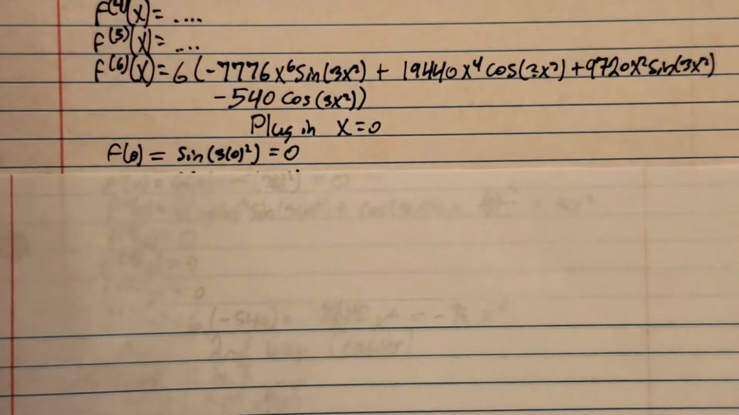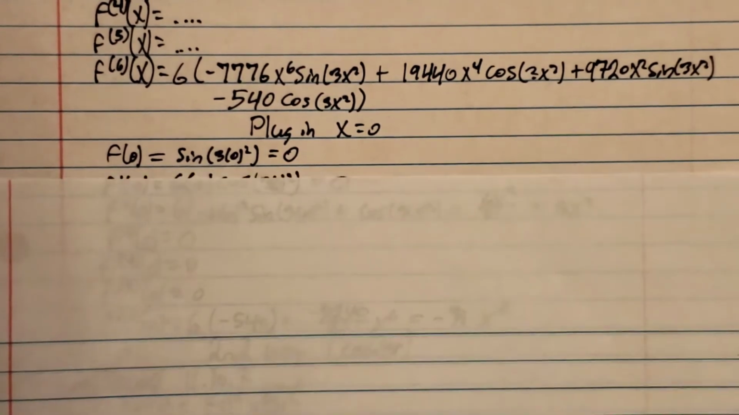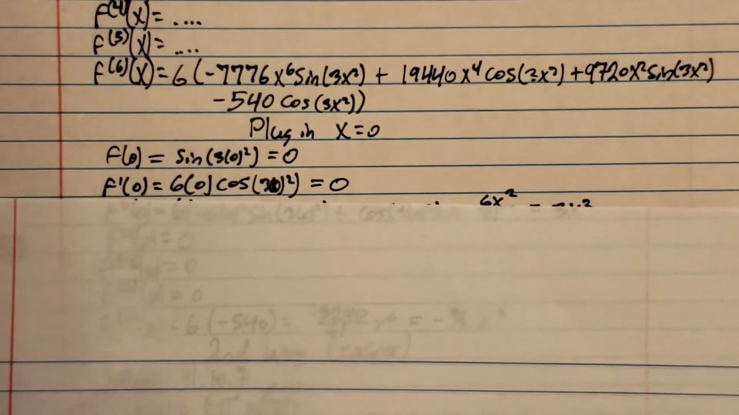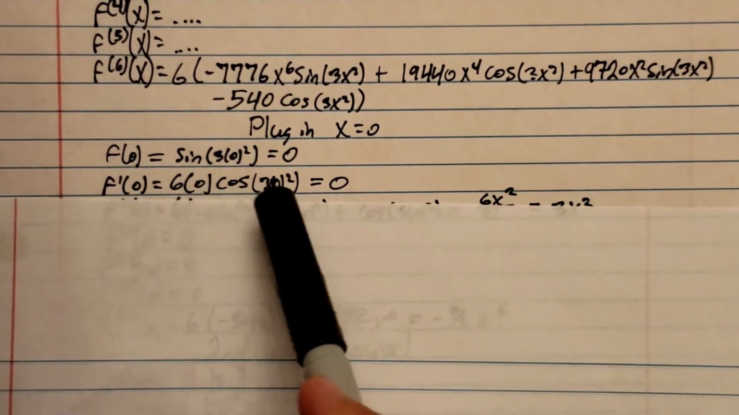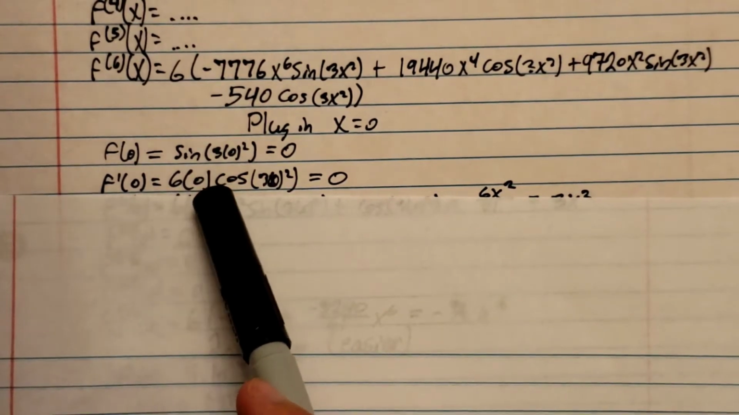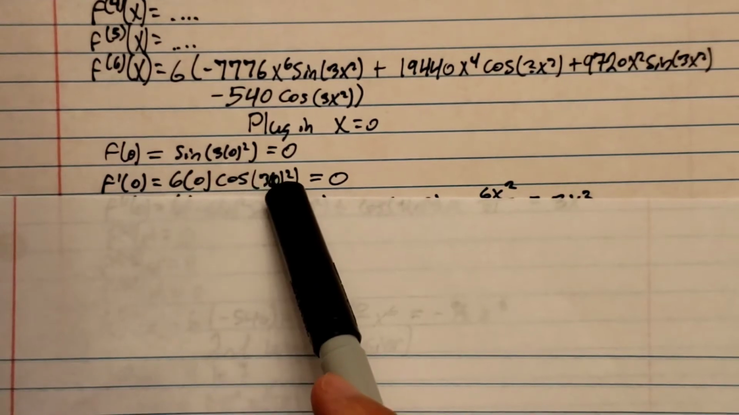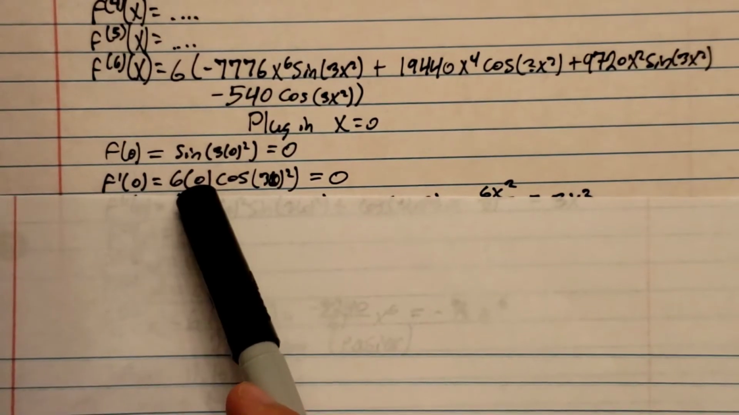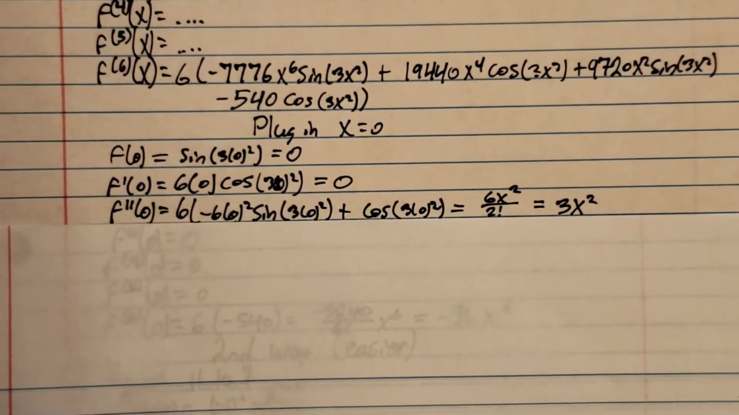Our original function, if you plug in 0, basically just comes out to sine of 0, and sine of 0 is just 0. The derivative of it, since it was 6x cosine 3x squared, would be 6 times 0 multiplied by cosine 0. We know cosine 0 is 1, but it's still being multiplied by 0, so the answer is going to end up being 0.